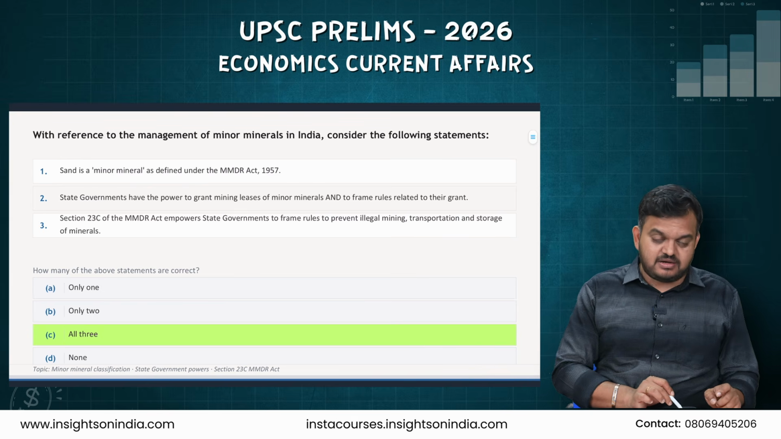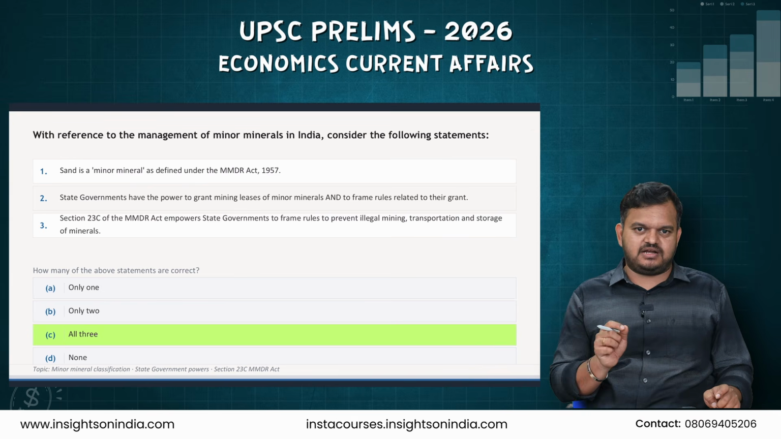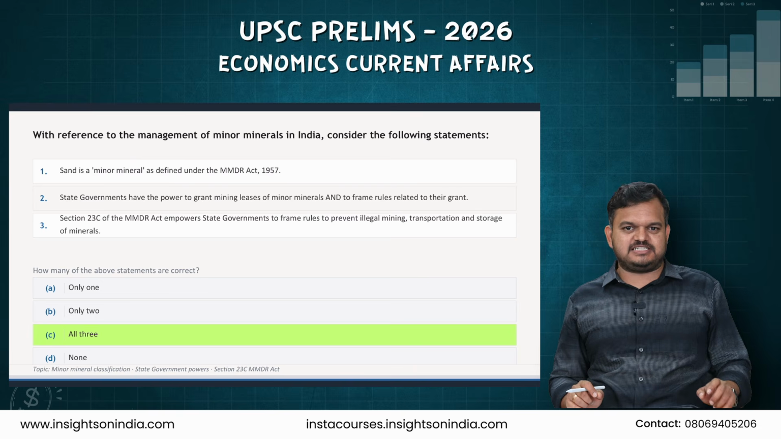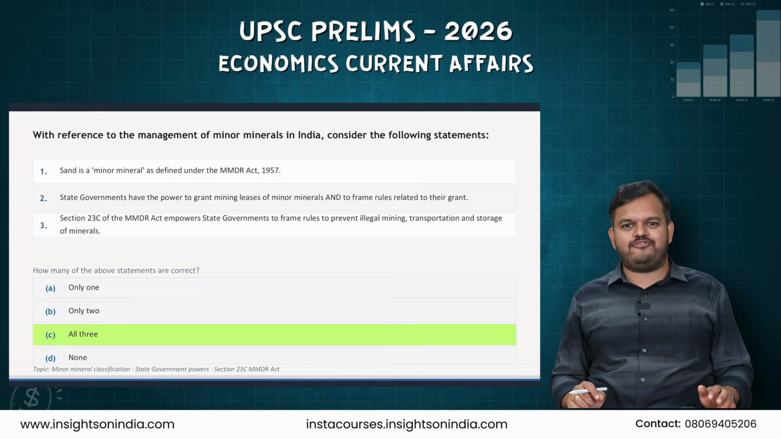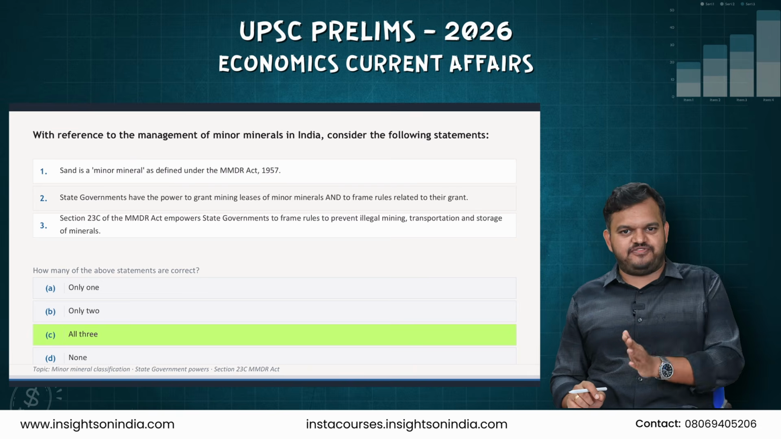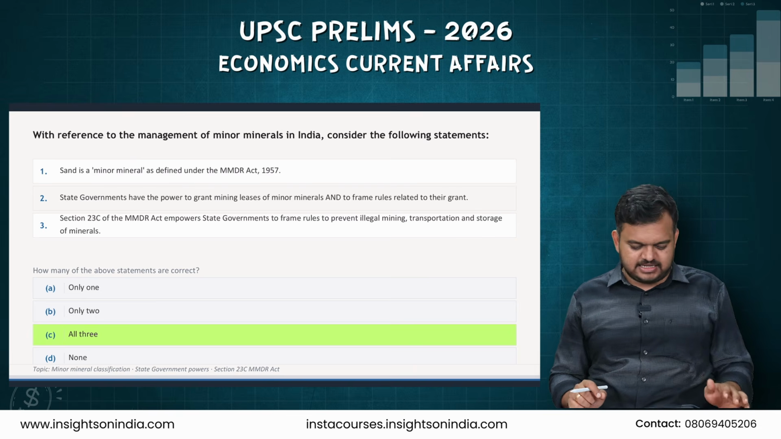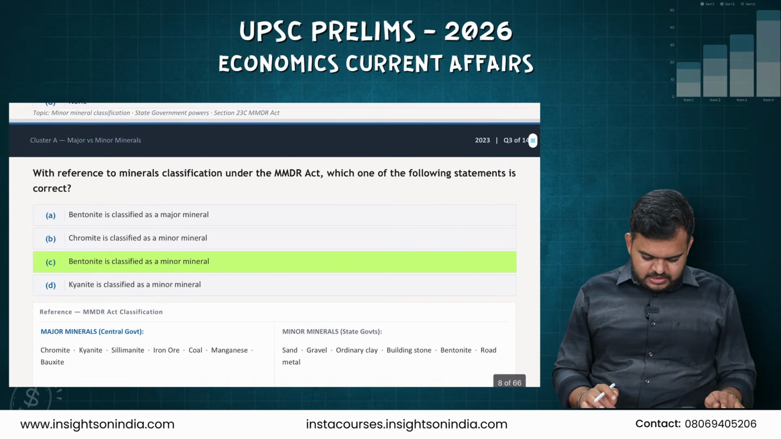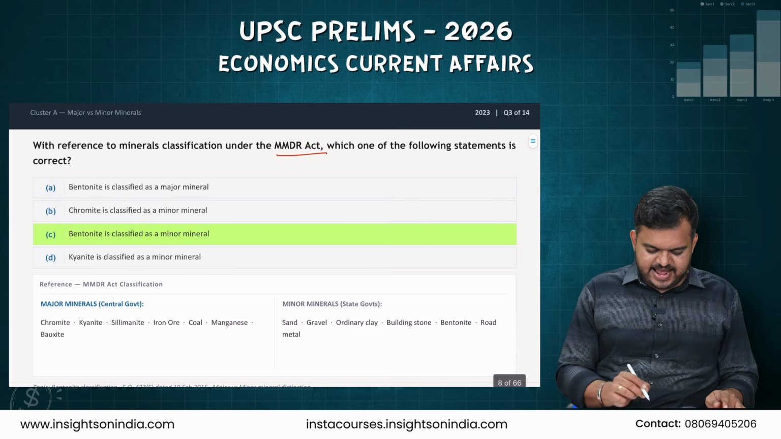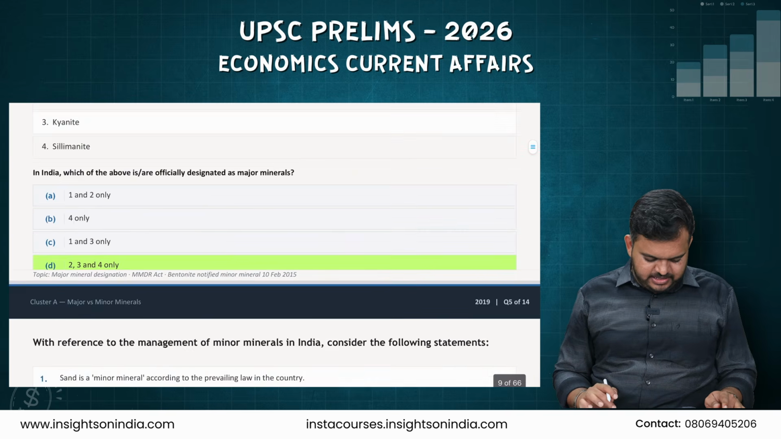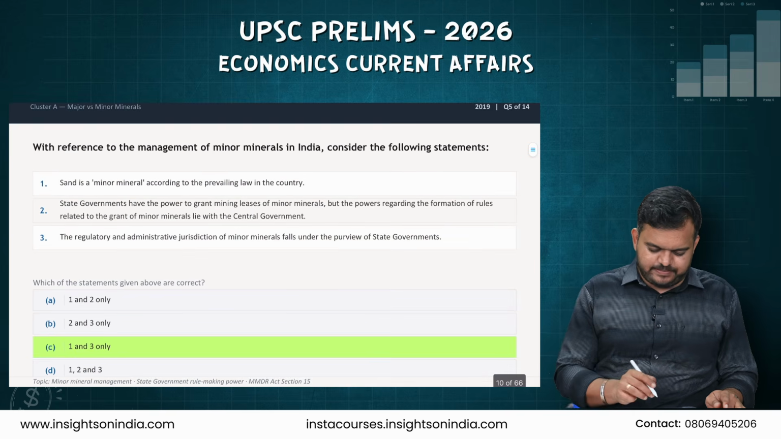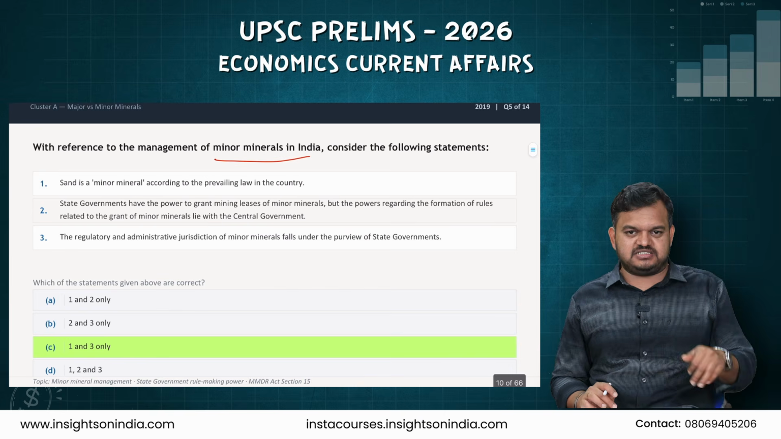What is the minor mineral? There are classification between minor mineral and major minerals. UPSC is very fond in asking about classification between minor and major minerals. That can be a question for you. And regarding questions regarding MMDR Act, right? And so many such. Again, management of minor minerals in India. Who manages minor minerals?